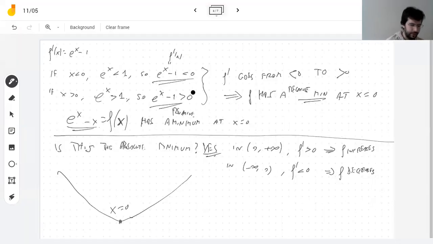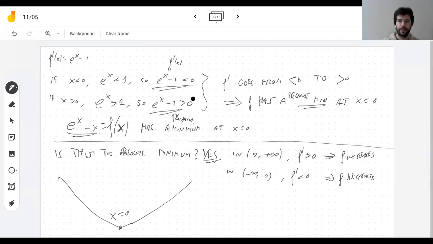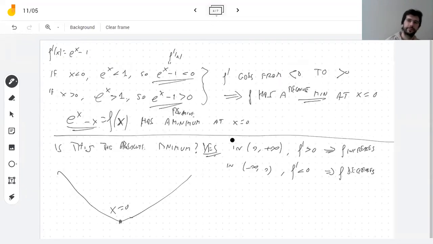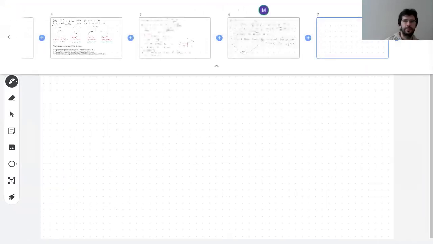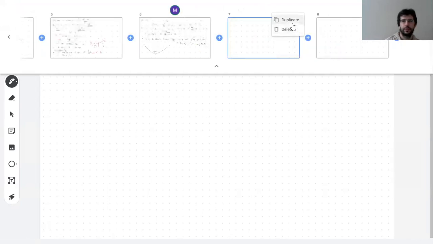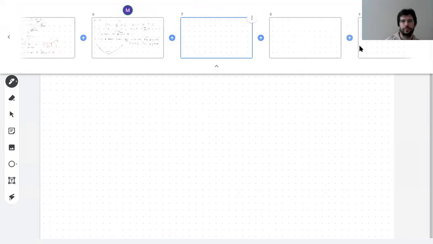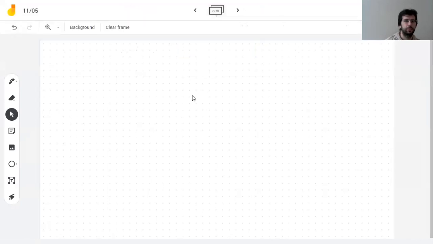Okay. So that's the first derivative test. Are there any questions? If not, okay. So what else? I'll try to tell you this one side of the second derivative test. The second derivative.